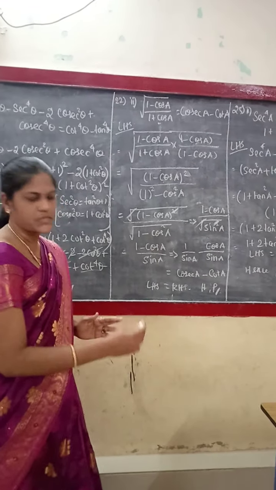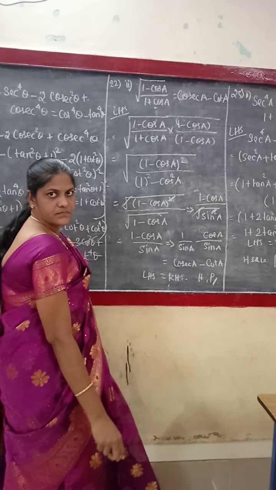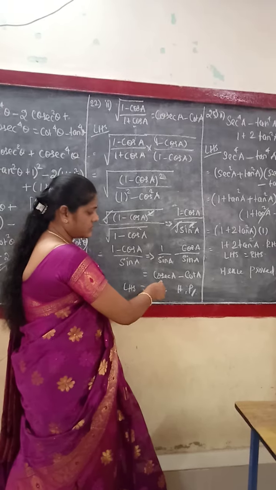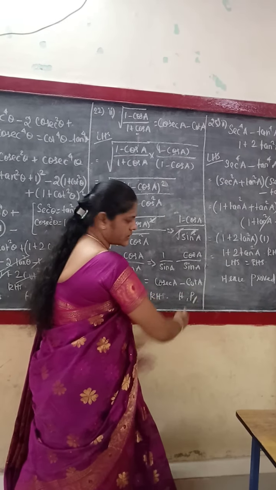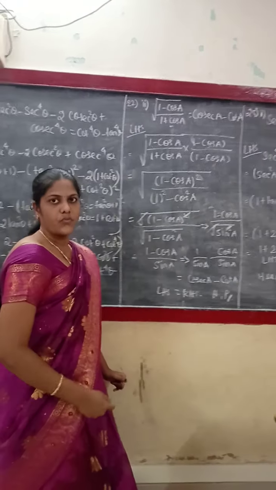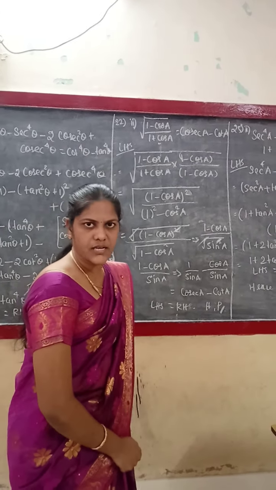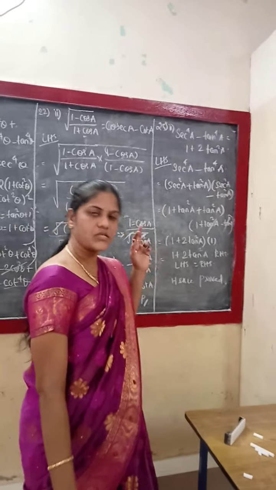Next split the term separately: 1 by sin A minus cos A by sin A. Is it clear, children? 1 by sin A is the reciprocal, cosecant A. So cos A by sin A is cot A. This is the right hand side. What did we need to prove? Cosecant A minus cot A. Is it clear? Is it clear, children? Okay. In 25, the first sum is your homework sum.